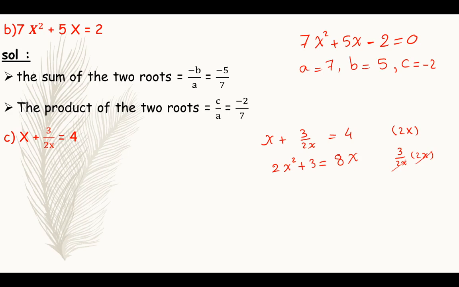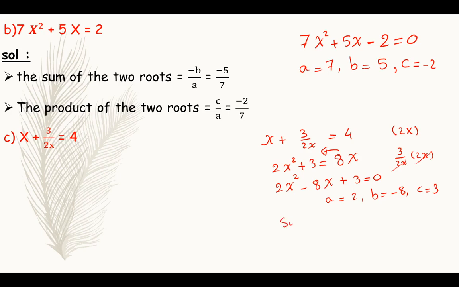Okay? Let's put it in the form of a quadratic equation. So it will be 2x power 2. 8x will go to the other side. It will be negative 8x plus 3. All of this will be equal to 0. Now we put it in the form of a quadratic equation where a equals 2, b equals negative 8, and c equals 3.